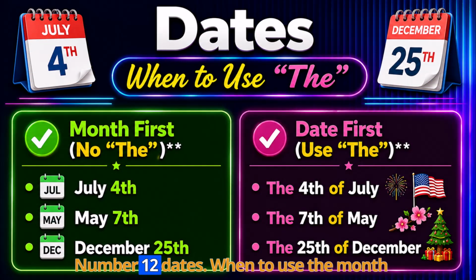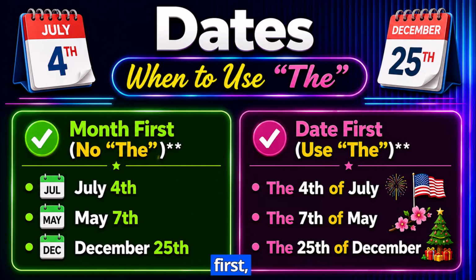Number 12. Dates. When to use "the" with the month: July 4th, May 7th, December 25th. With the date first, use "the": the 4th of July, the 7th of May, the 25th of December.